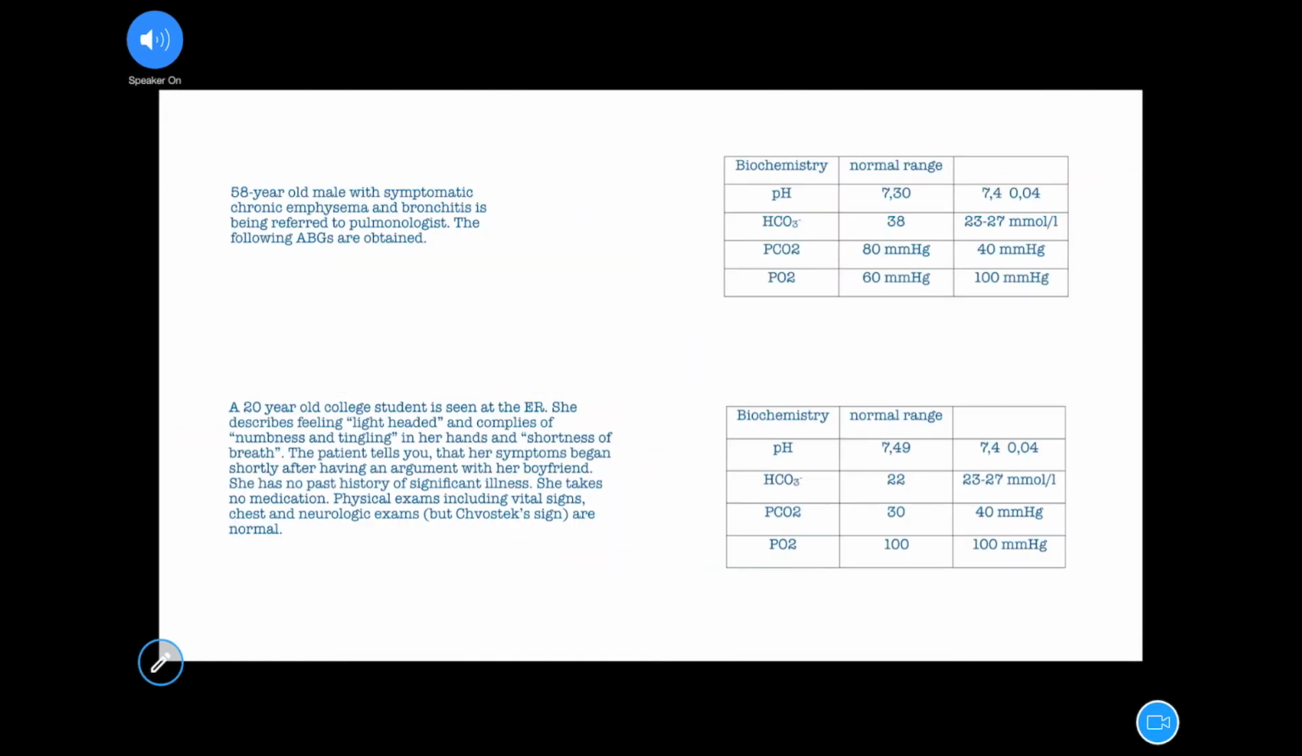In this case, a 58-year-old male with symptomatic chronic emphysema and bronchitis is being referred to a pulmonologist. The following ABGs are obtained. And what I want now is for you to check the pH, check the bicarb, tell me what type of ABB disorder this is, and if it's pure or not. And maybe also if it's acute or chronic, okay?